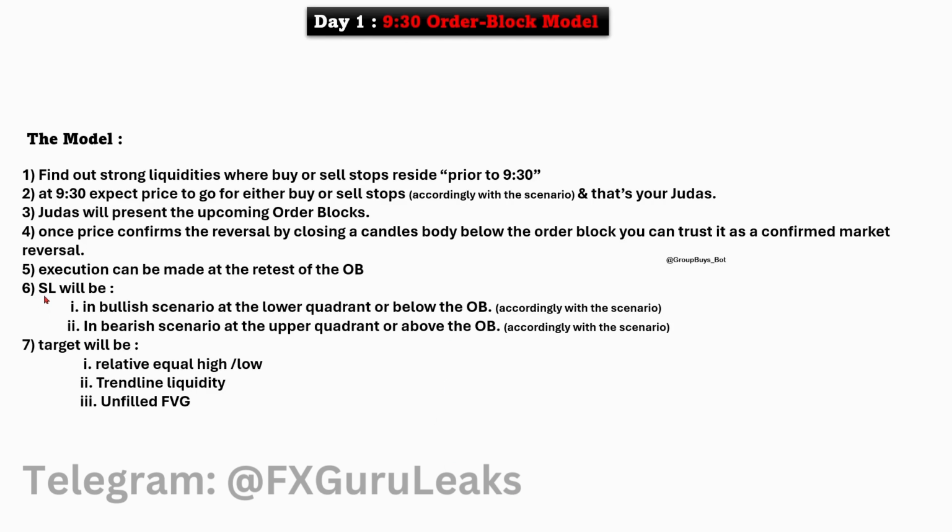Number 6 point is stop loss will be in a bullish scenario at the lower quadrant or below the order block. Depends on the scenario. If the scenario presents to you that you can place a stop loss at the lower quadrant, then you can do it. If the scenario is telling you you have to put your stop loss below the order block in a bullish scenario, then that's how we'll be doing it. But usually that's where we put our stop: in a bullish scenario, lower quadrant or below the order block; in a bearish scenario, upper quadrant or above the order block. Target will be relative equal high or low, trend line liquidity, unfilled fair value gap. Very easy. Now let's take a look at our next slide, where I'm going to be presenting to you all the rules, all the points with an example.